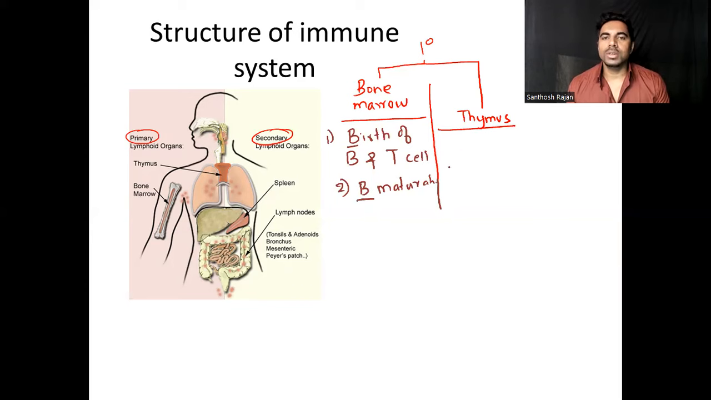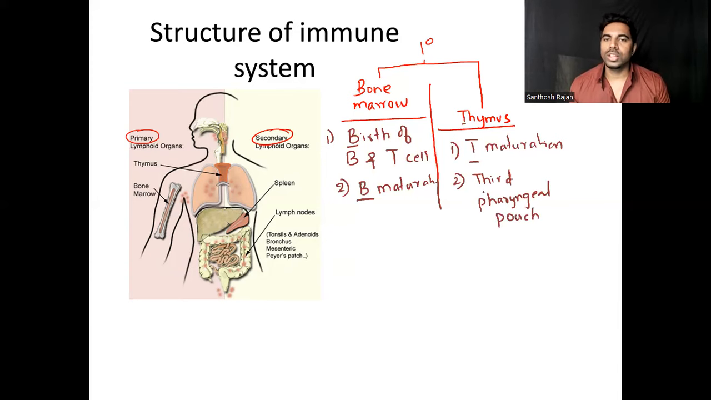What about thymus? The birth is in the bone marrow, but the T cell further matures and differentiates in the thymus. T cell maturation and differentiation happens in the thymus. So T for T, T for thymus, first point. And other thing, the thymus develops from the third pharyngeal pouch. This is also another question usually asked. T cell birth is always bone marrow, but the maturation happens in the thymus, and then third pharyngeal pouch. That's it. These are the things you should know in the primary.